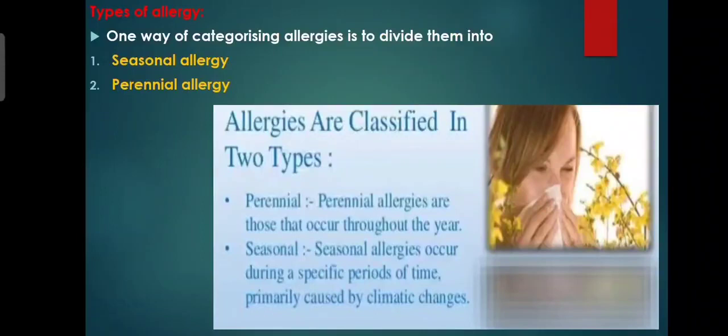One way of categorizing allergies is to divide them into seasonal allergy and perennial allergy. Once again, allergy is divided into two types: seasonal allergy and perennial allergy. Seasonal allergy occurs during a specific period of time, primarily caused by climatic change. Perennial allergies are those that occur throughout the year.